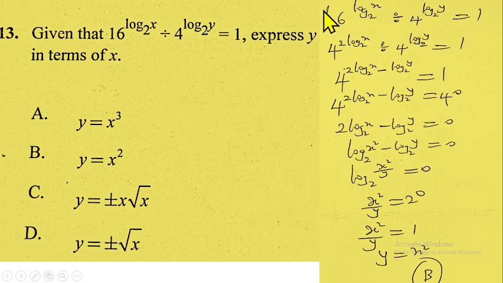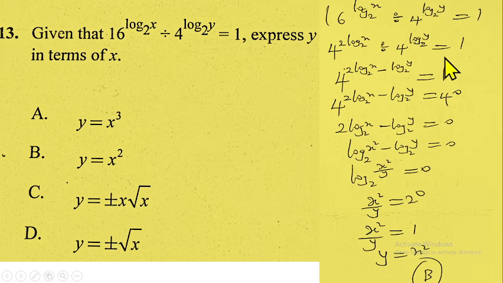We can find the index of 16. That will be 4 raised to power 2. Then we have 4 raised to power log x base 2 divided by 4 raised to power log y base 2 equals to 1. Then you can apply the law of indices here, because they have the same base, 4 and 4, and here you're having division. So you can apply the law of indices that says you pick one of the base and subtract the power. So you pick 4, then that will be raised to power 2 log x base 2 minus log y base 2 equals to 1.